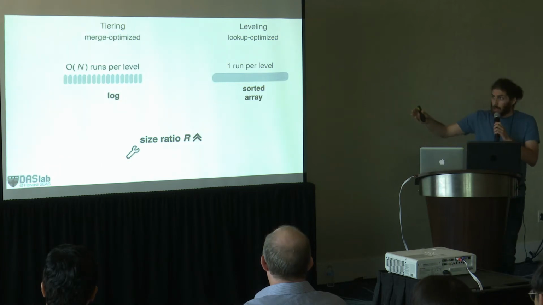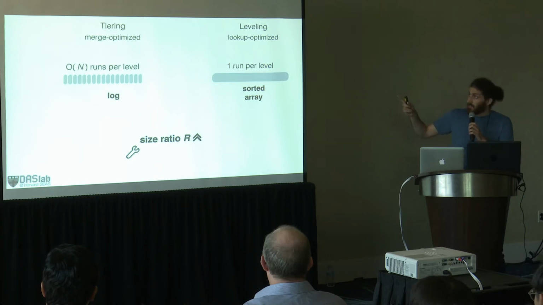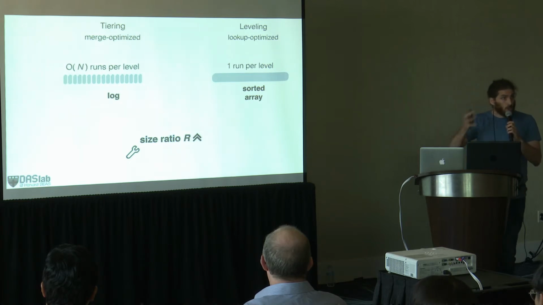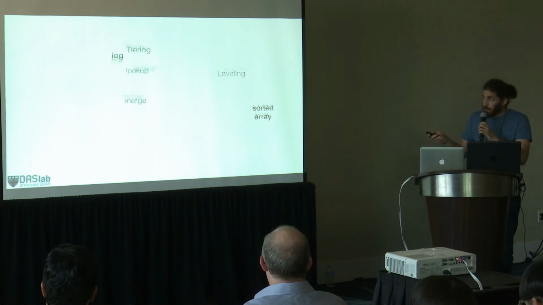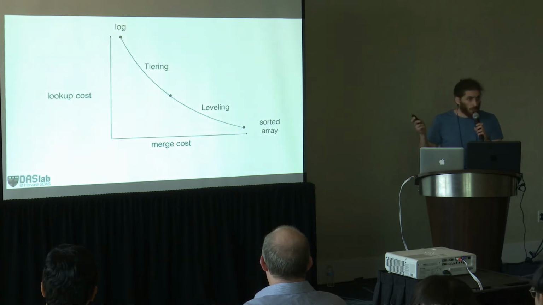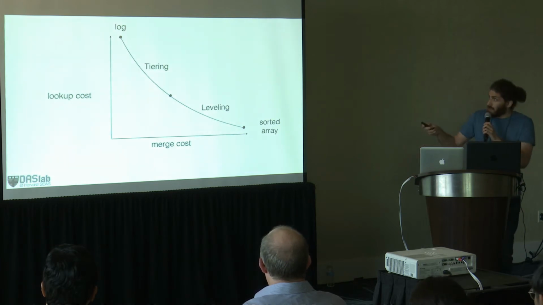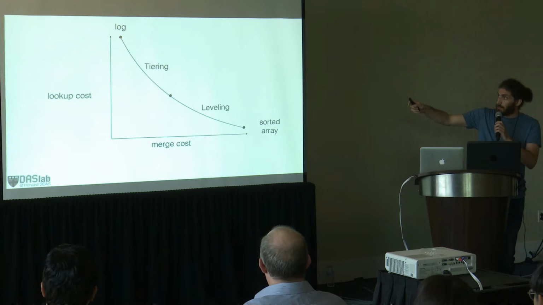So in that case, the tiered LSM-Tree just degenerates into a log, whereas the leveled LSM-Tree degenerates into a sorted array, because whenever the buffer flushes, we just merge it into whatever is there. So we can actually take this space and map it onto a trade-off continuum between lookup cost and merge cost. At the edges of this trade-off curve, we have the log and the sorted array.